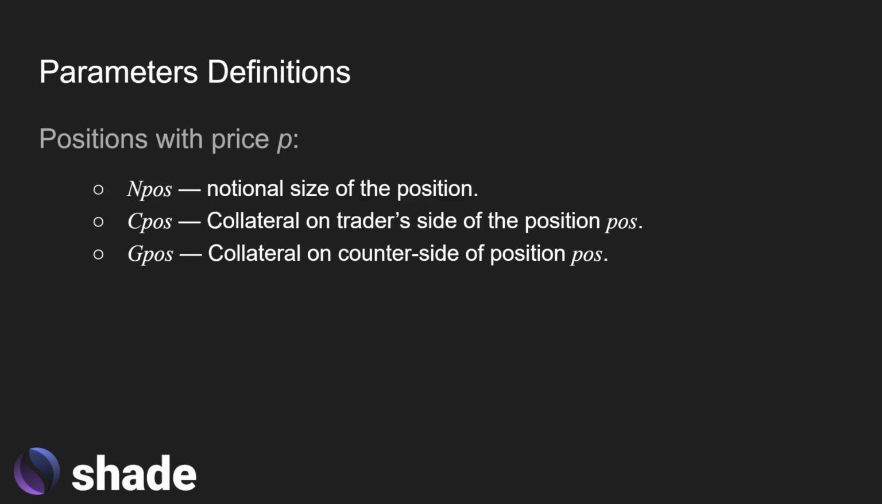So we have three main parameter definitions for a particular position with a price of P. You have your notional size of the position. You have the collateral that is put up by the trader on their side of the position, and then there's collateral on the counter side of the position. Any updates to existing positions involve changing both the notional size of the position and the collateral on both the trader side and the counter side, and involve charging trading fees, basically on the difference between the new and old notional size and collateral sizes.